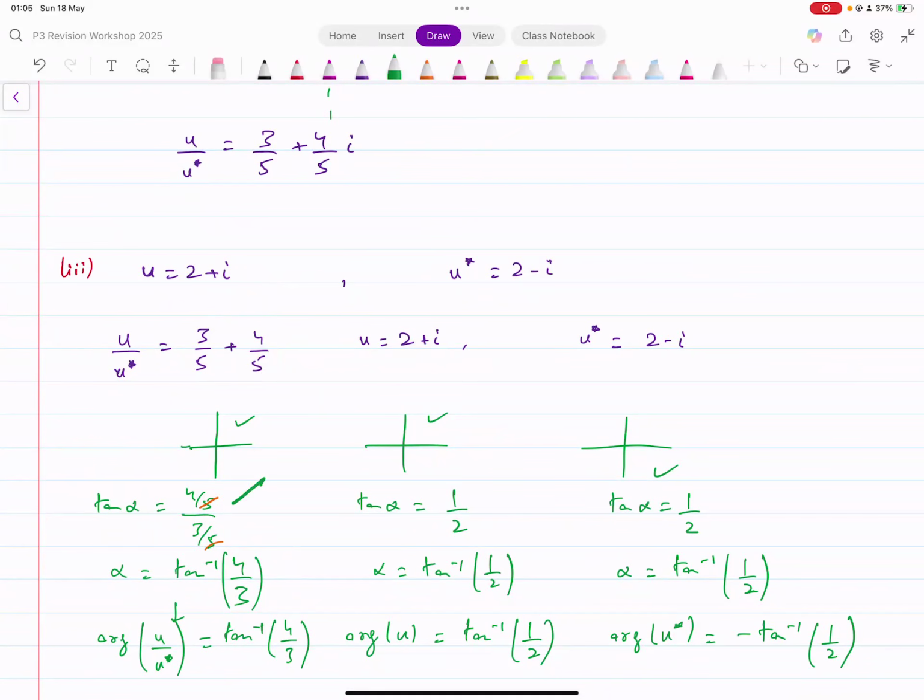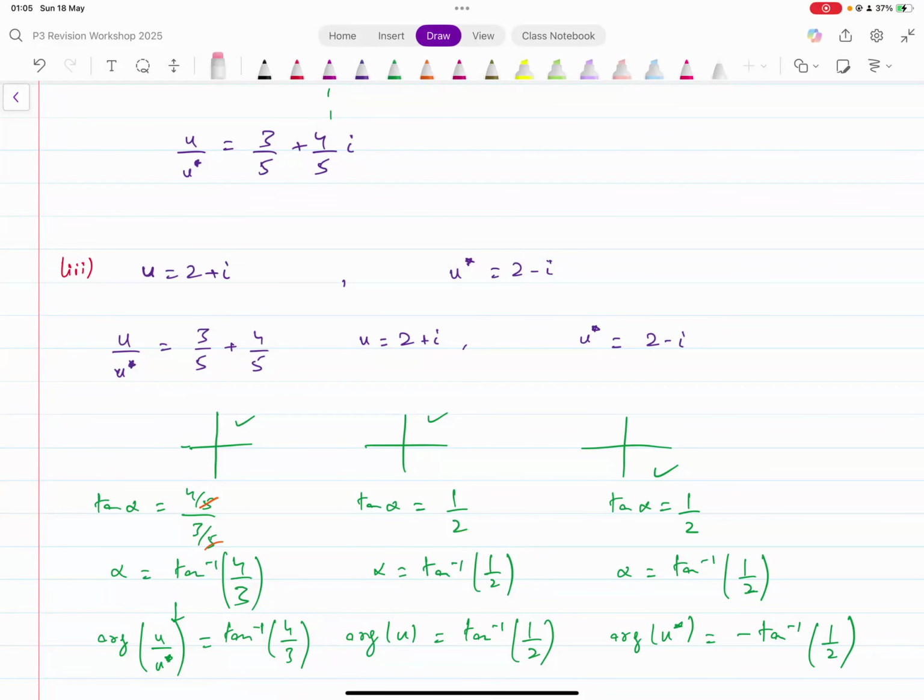Tan alpha equals 4 over 5 over 3 over 5. Find the basic angle, that will be the same as the argument, and that turns out to be tan inverse of 4 over 3 here. Then you find the argument of u, that's also in the first quadrant, so that's tan inverse of 1 over 2.